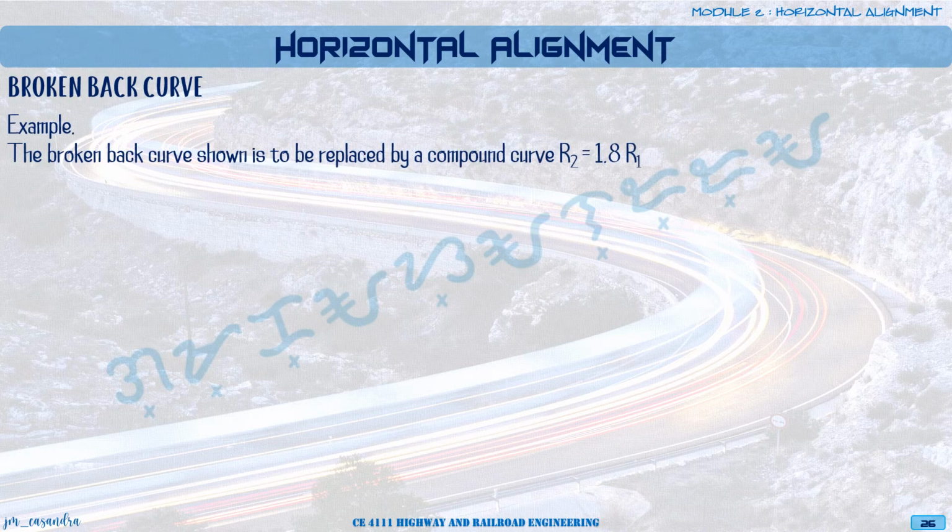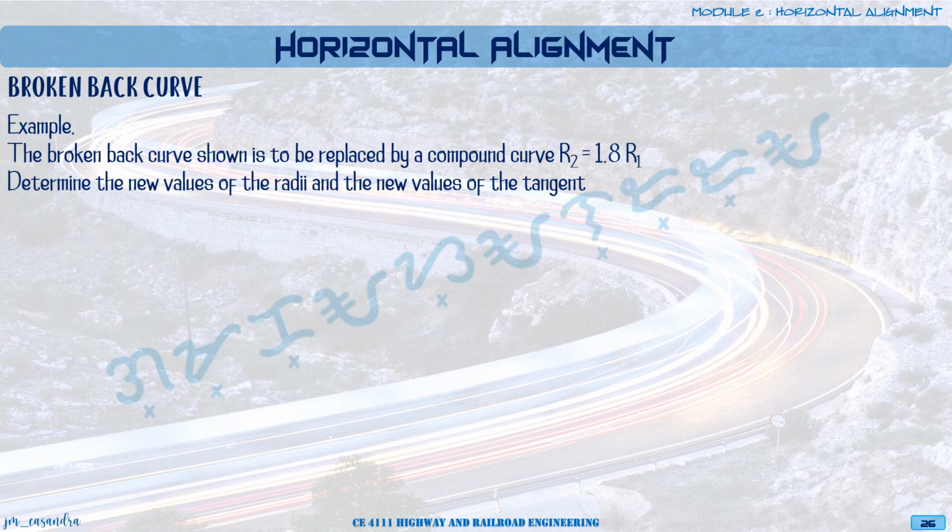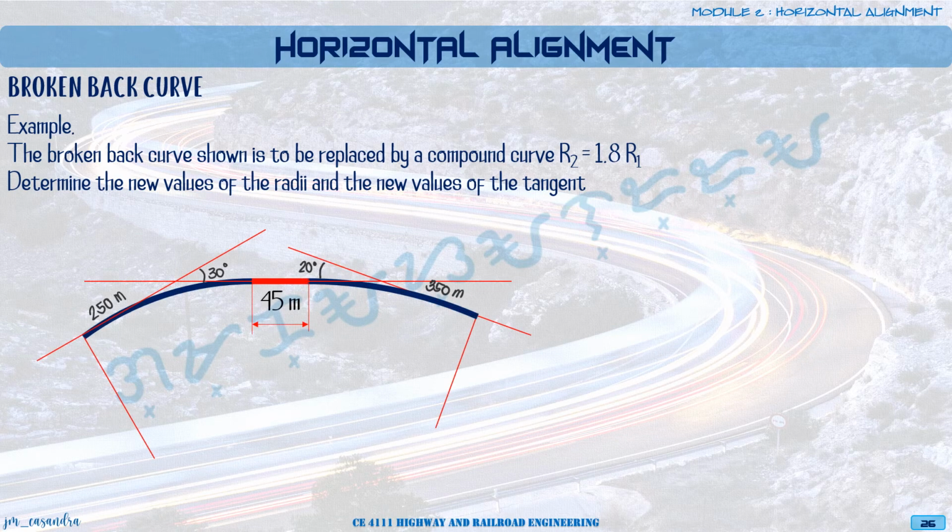Okay? So let's say the broken back curve shown is to be replaced by a compound curve whose ratio between the radii is R2 equal to 1.8 R1. So the ratio is 1.8. So determine now the new values of the radii and the new values of the tangent of the compound curve that we are going to replace for the given broken back curve.